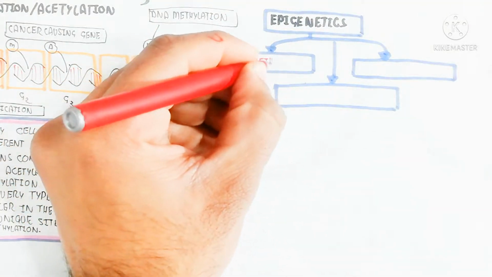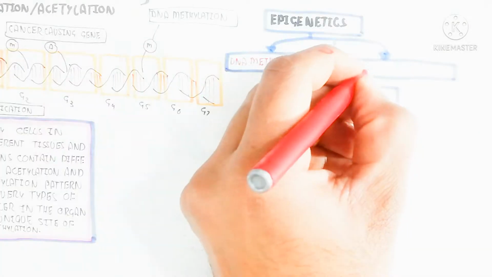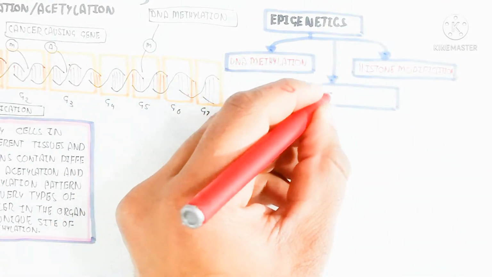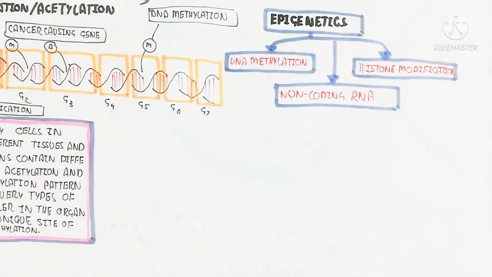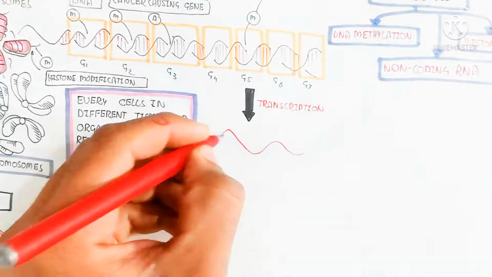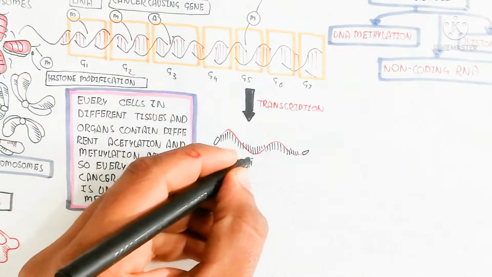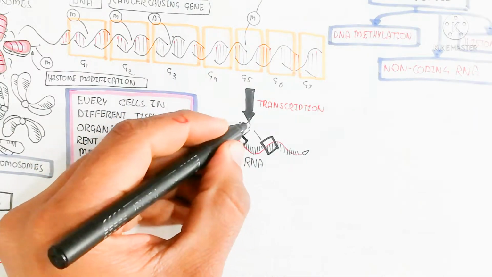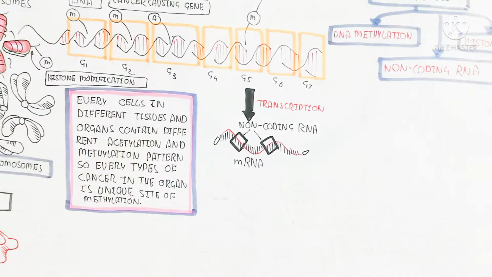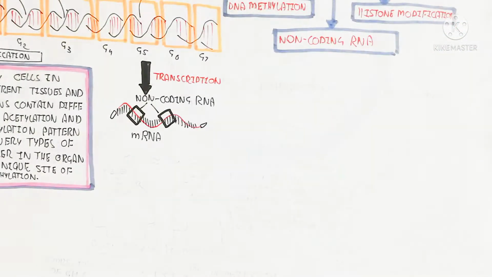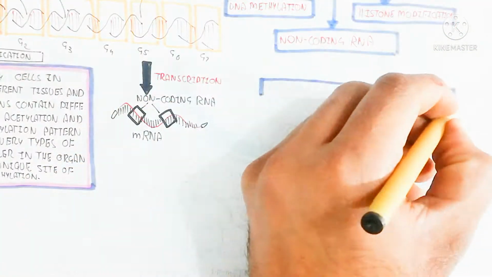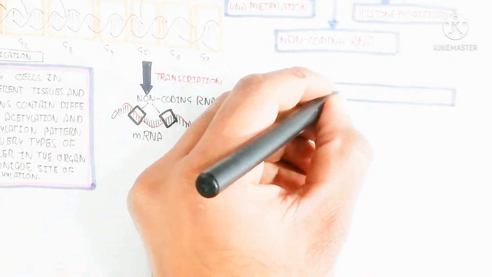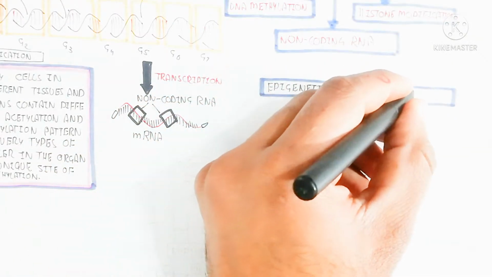So epigenetic mechanisms can be DNA methylation, or histone modification through methylation or acetylation of the histone. When acetylation occurs, the DNA will be expressed, and non-coding RNA as well. For example, transcription produces messenger RNA, and there are also non-coding RNAs, which are helpful for gene translation. That is an important thing you need to understand.